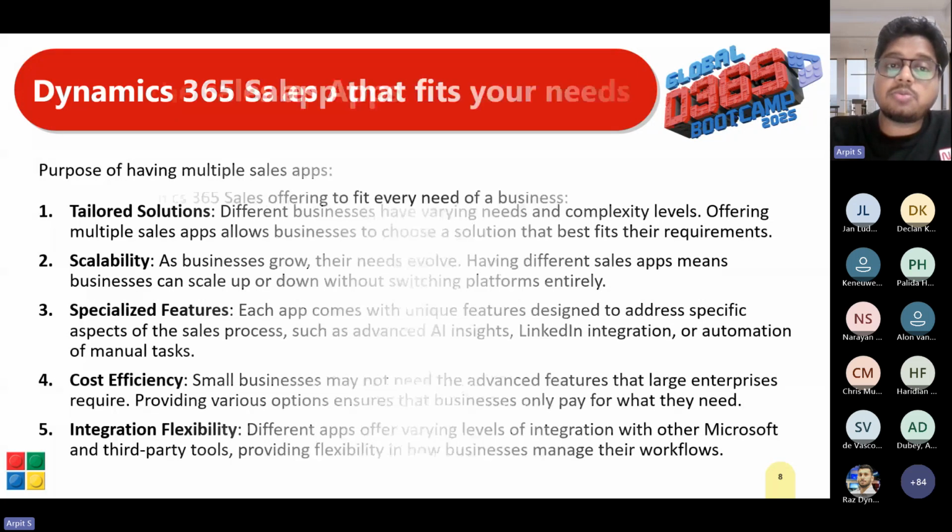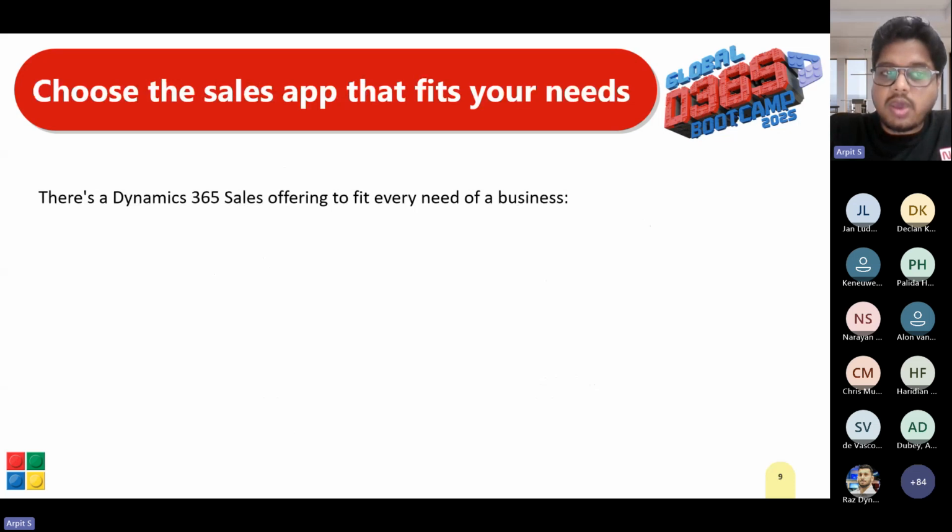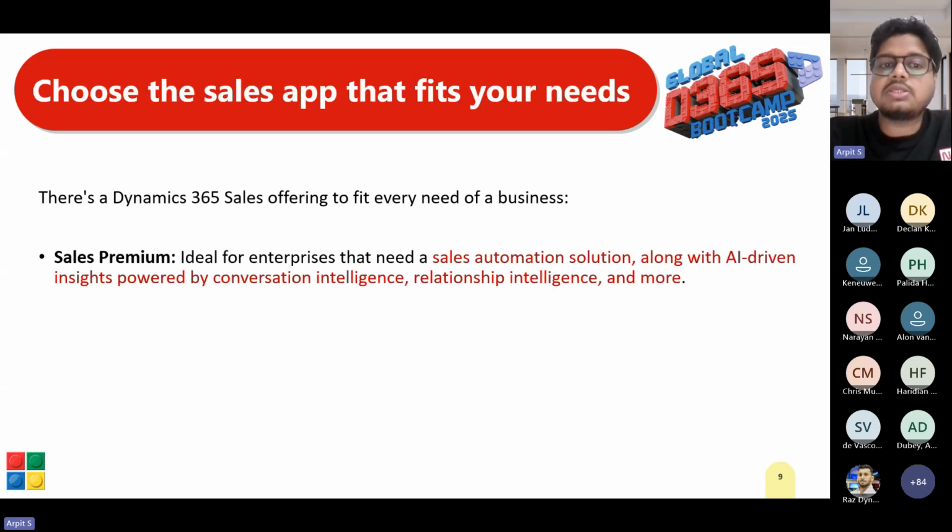Now, what are the different types of sales apps you have? The first type of sales app you have is Sales Premium. Okay, and basically it is ideal for enterprises that need a sales automation solution.